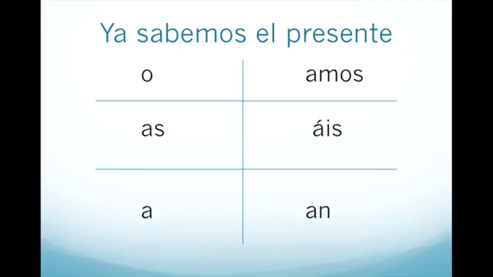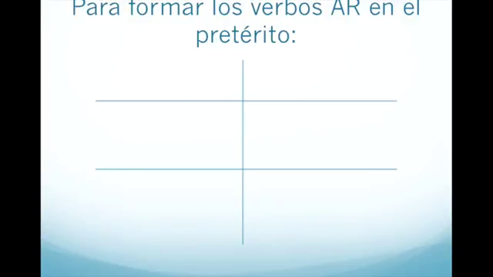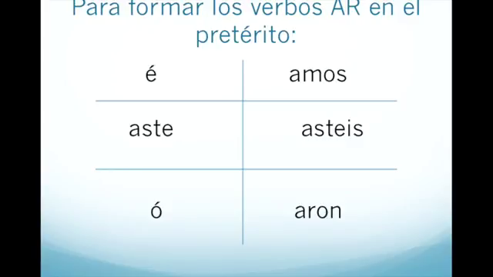So we already know the present tense ends in o, as, a, amos, áis, and an for AR verbs. We've memorized that chart, and we've been able to apply it to all of our verbs. To form AR verbs in the preterite tense, we're going to have a new chart that we use with those same verbs. So instead of o, as, a, amos, áis, an, we have é, aste, ó, amos, astes, and aron.